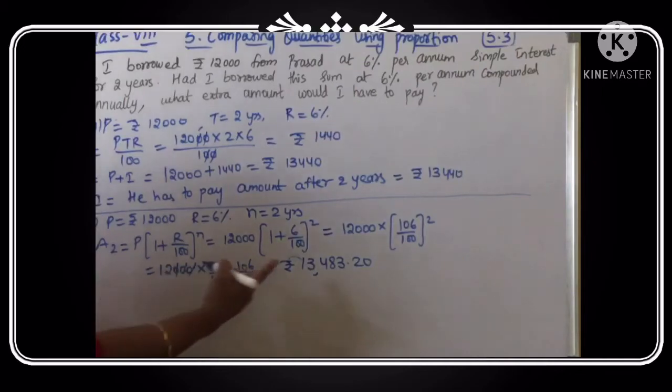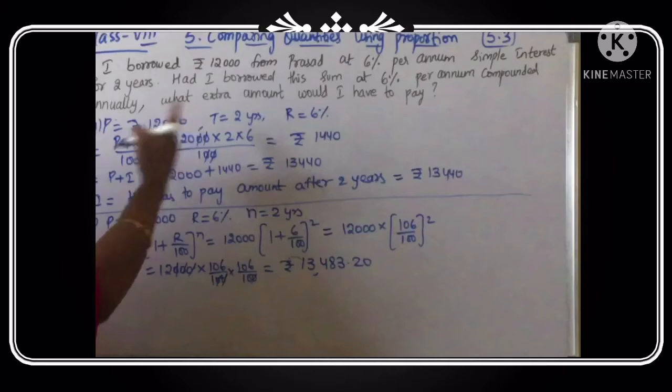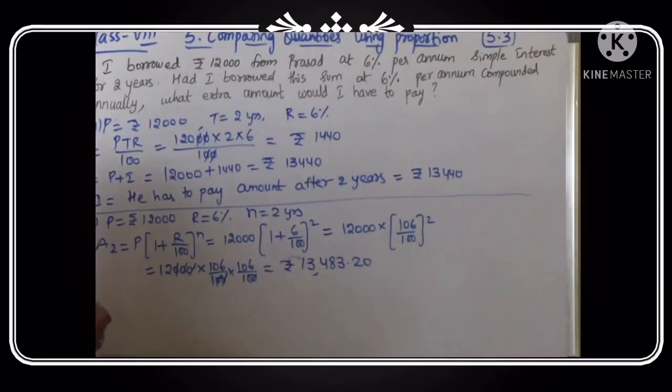So for compound interest the amount we got is 13,483.20. Obviously we have more in compound interest, but they are asking what extra amount I would have to pay. So we should find the difference between compound interest and simple interest. Here 13,483.20 minus 13,440. So you will get 43 rupees 20 paise as the difference.